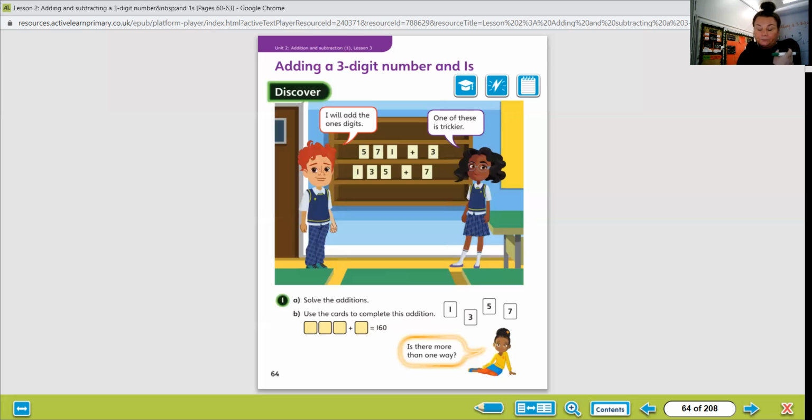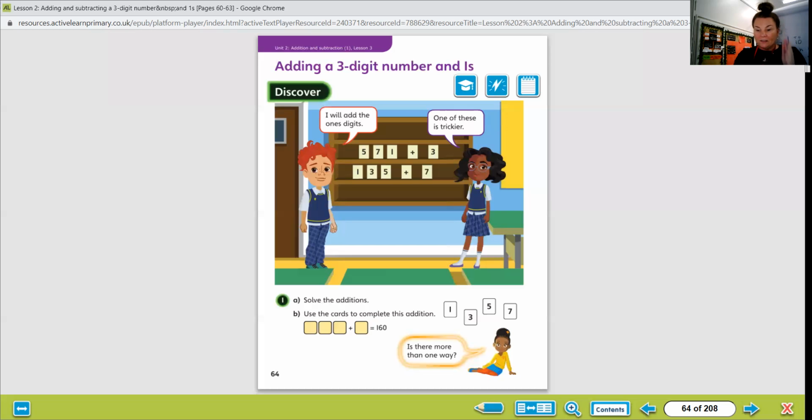Lovely. So B, it says use the correct cards to complete the addition. We've got to make 160. Just turn the page over. If you're looking at hundreds, we've got 100. What number is closest to 100 in our 1, 3, 5, and 7? If you think of 100, how many hundreds is it? 1. So we need to pick the 1 card. We know it's going to be 100 and something equals 160.